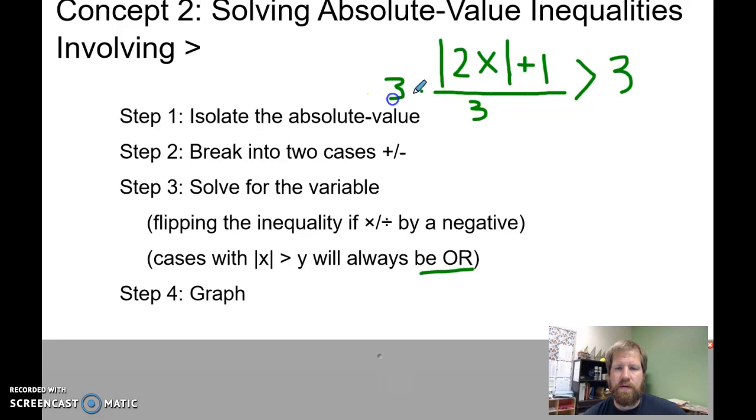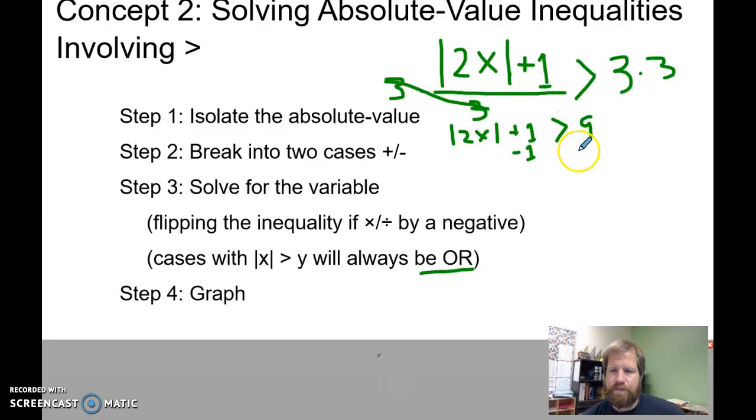So I'm going to multiply by 3, multiply by 3, cancel that. I'm left with the absolute value of 2x plus 1 is greater than 3 times 3, which is 9. I need to subtract my 1, which I should be drawing with a little hook so I don't get it mixed up with my absolute value bar. Subtract 1, and then I have the absolute value of 2x, those cancel, is greater than 9 minus 1, or 8.